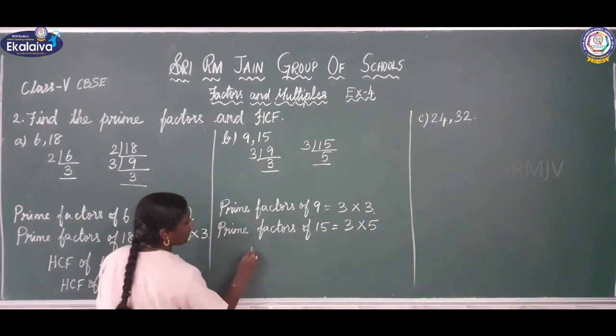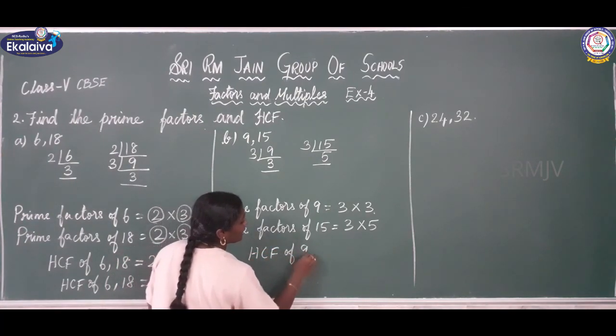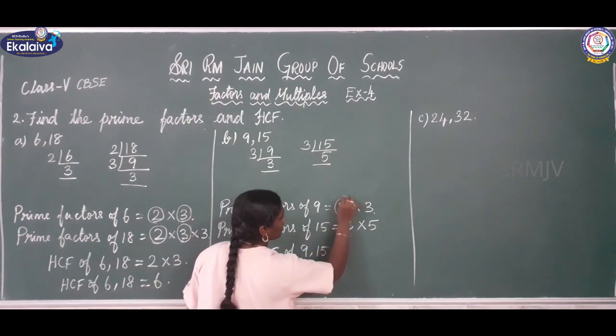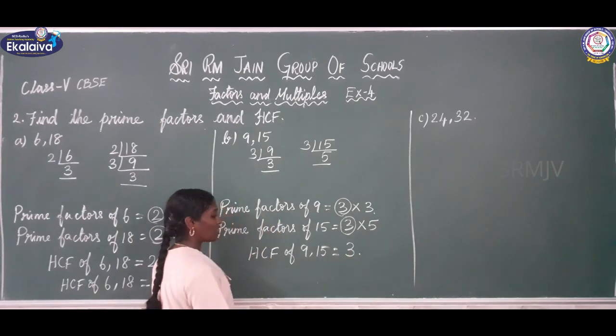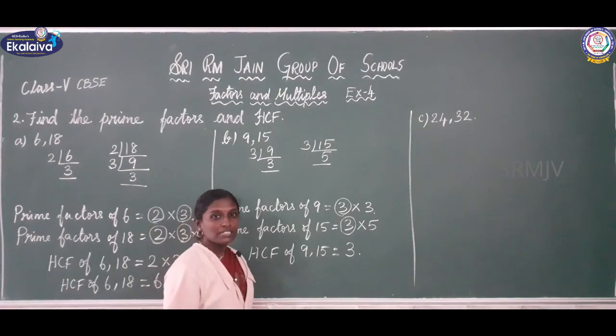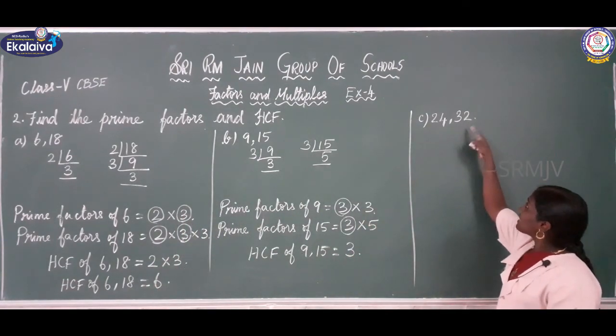Now we are going to find the HCF, highest common factor of 9 and 15. Here which is common here? 3 alone. So the highest common factor of 9 and 15 is 3. Is it clear, children? The next two numbers, 24 and 32.